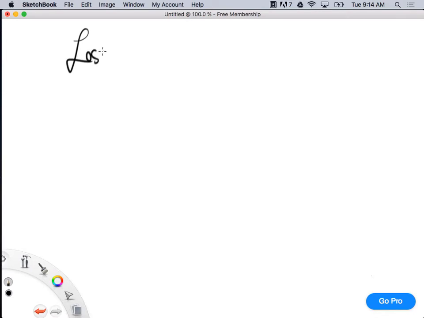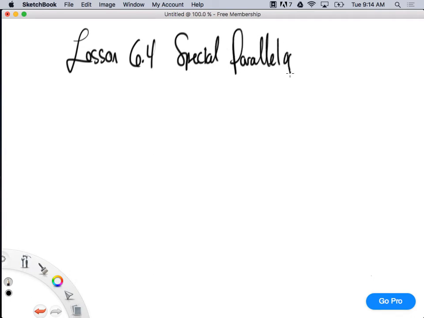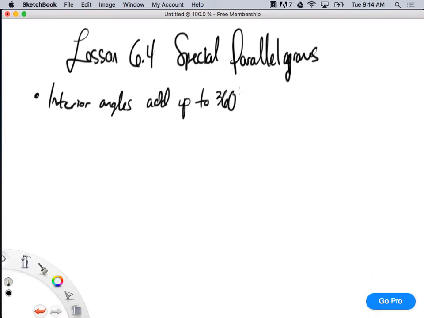So, lesson 6.4, special parallelograms. What do we know about parallelograms? Someone raise your hand, or just call it out. The interior angles add up to 360. Okay, anything else? Opposite sides are congruent, that's right. Opposite sides are congruent.